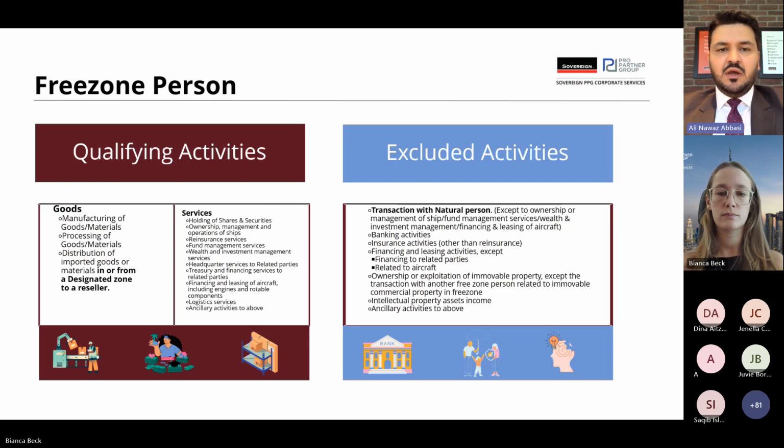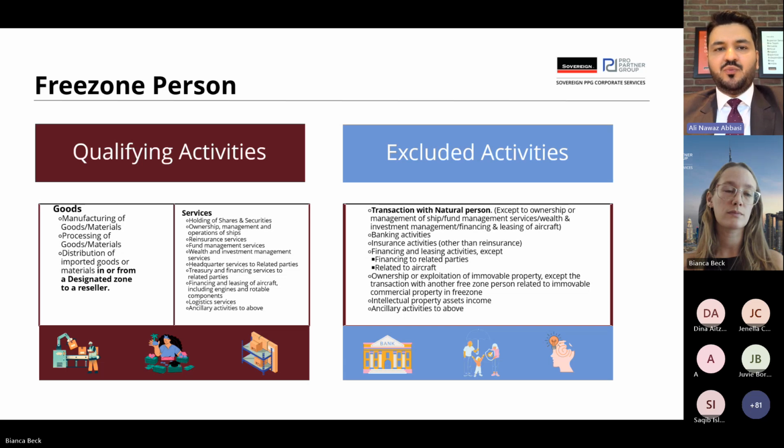On the screen, you'll see a list of qualifying activities segregated by goods and services. It is worth noting that if you are a distributor of goods or are in the business of high sea sales, then those can only be done via a designated zone for them to be considered a qualifying activity. The designated zone concept is the same as VAT.